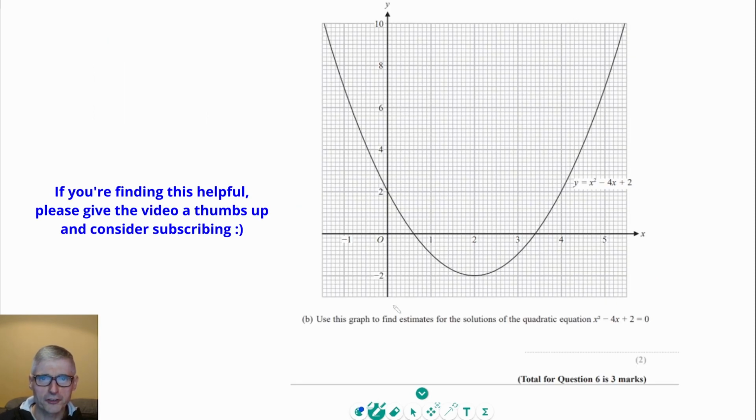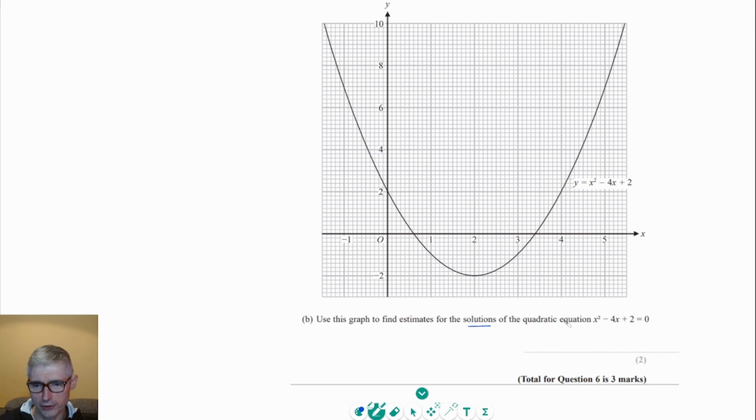So if we now look at the second part of the question, it says use this graph that we've got here in order to find estimates for the solutions of this quadratic equation. So x squared minus 4x plus 2 equals 0. So we can see actually what we've got is the graph of this function of x. So we've got y equals x squared minus 4x plus 2. And we want to know, when does this equal 0?